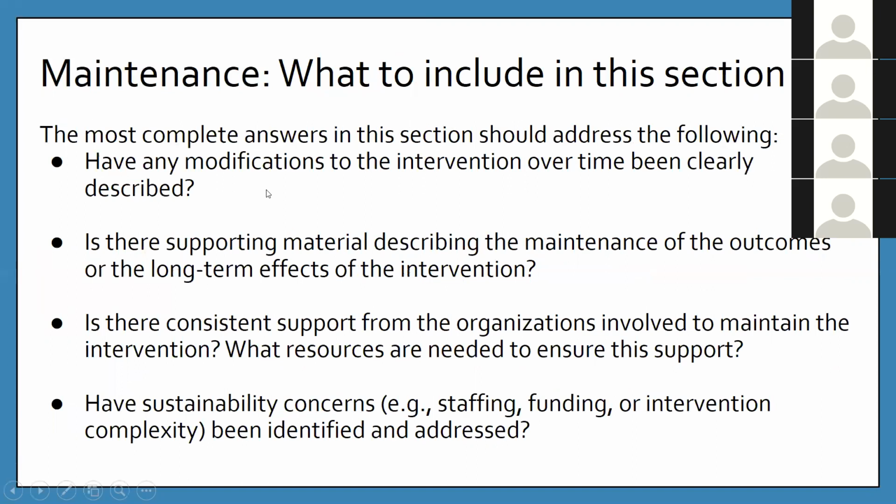For the maintenance section of the intervention submission form, information on a range of factors influencing the maintenance of your intervention should be addressed. Some of these factors include describing modifications to the intervention, as well as showing consistent support from involved organizations. And you'll also want to include evidence showing maintenance of the outcomes if it's available. The questions listed here, along with your review of the intervention scoring tool, can help you to make sure that you've included the necessary information for the intervention review.